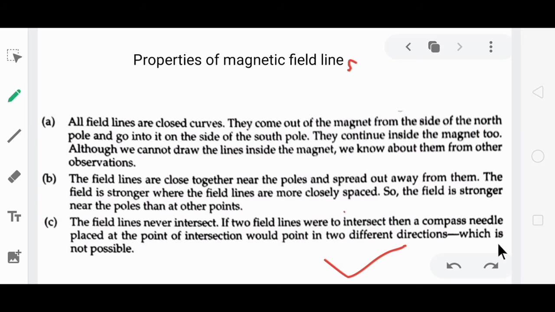So in the next chapter, in the next video, we will cover the magnetic effect of electric currents in a conductor.